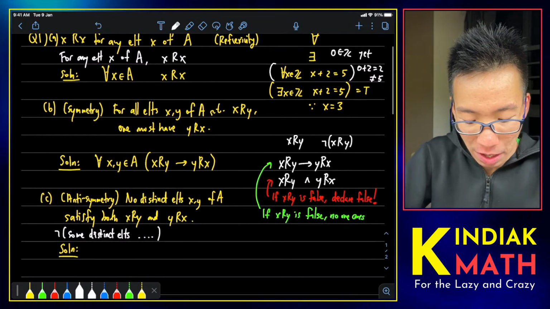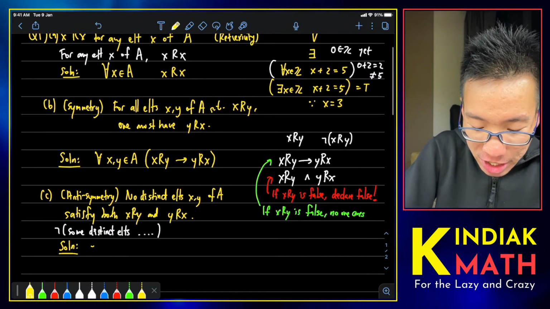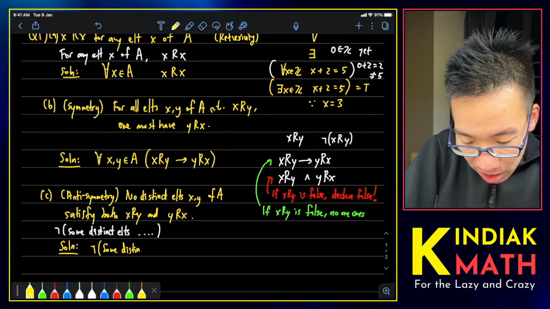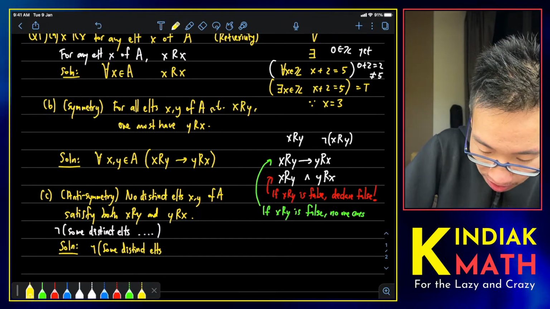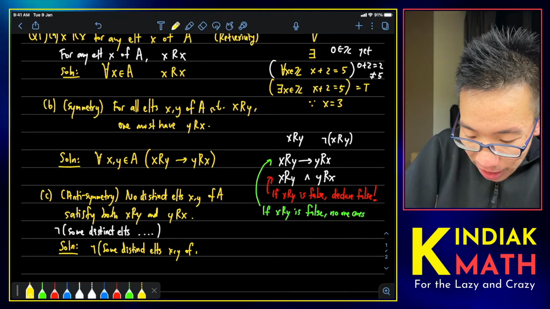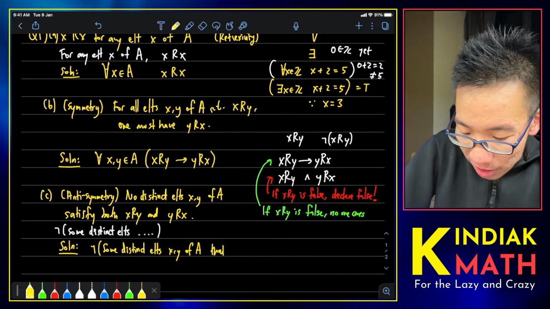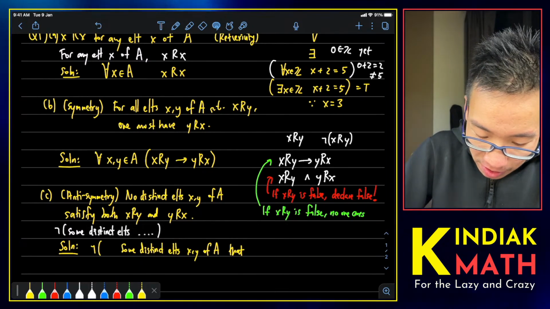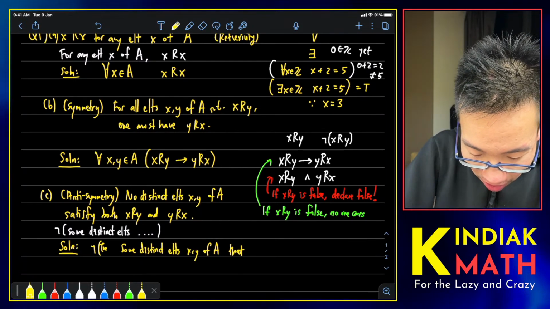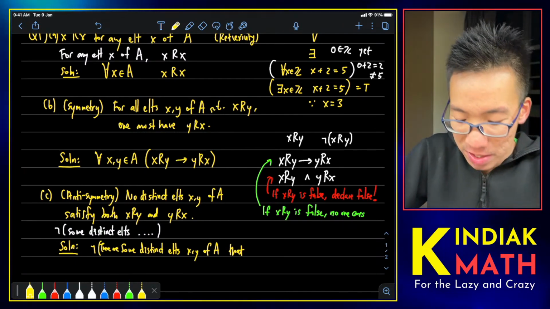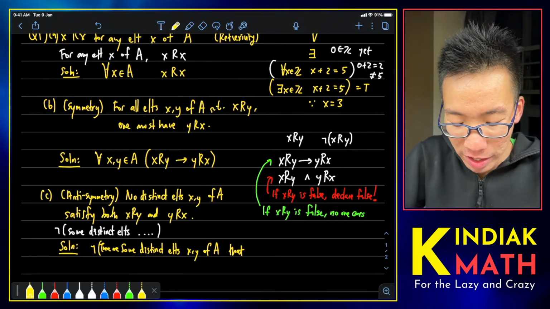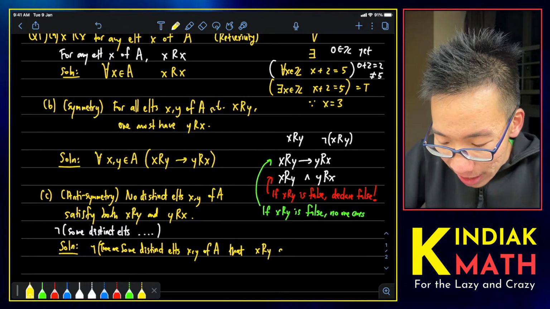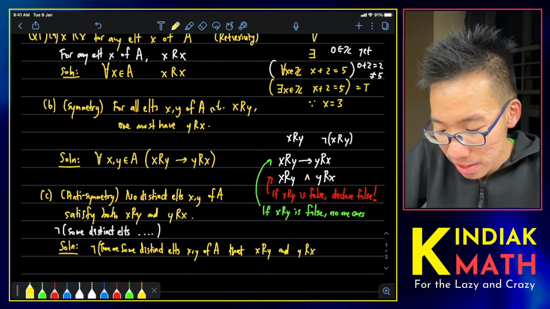So here's how I might go about it. In the negation of some distinct elements x, y of A, well, the negation of there are some distinct elements of A, x and y of A is such that x are y and y are x.